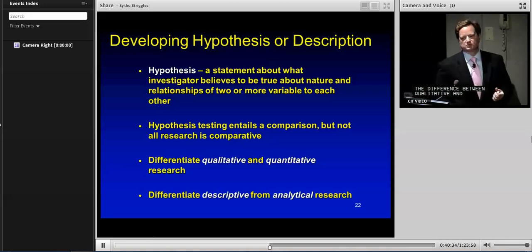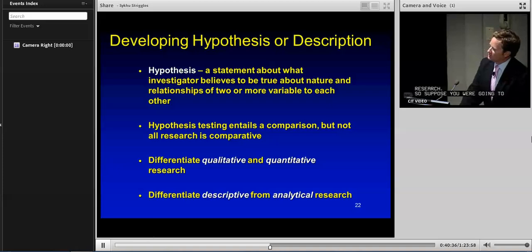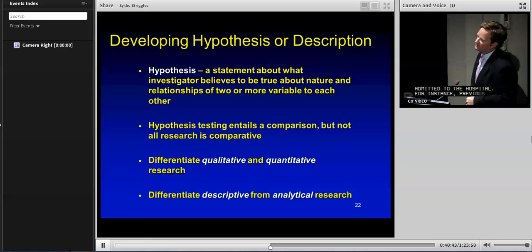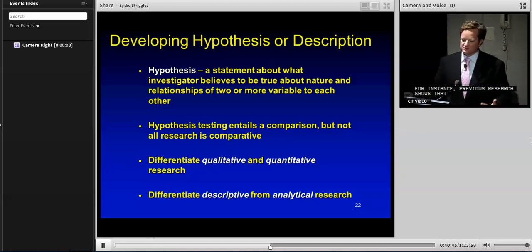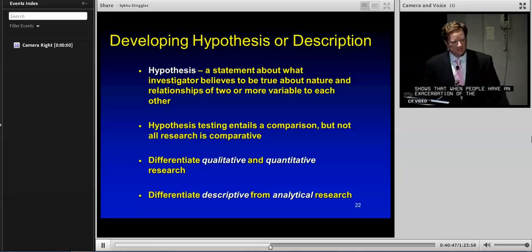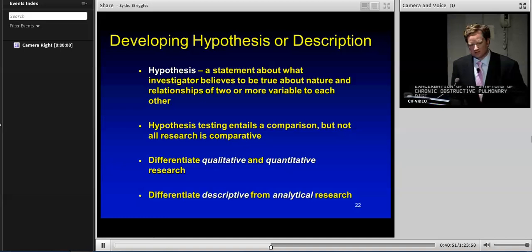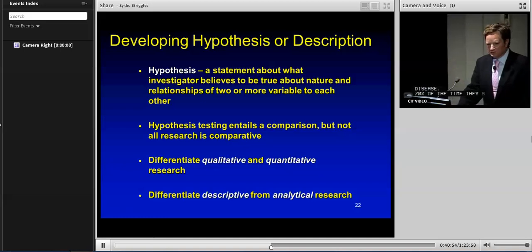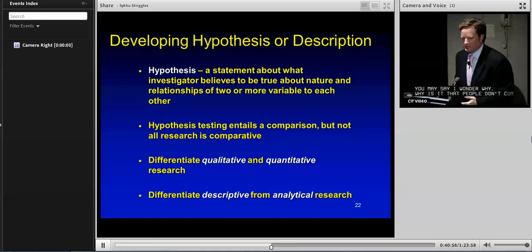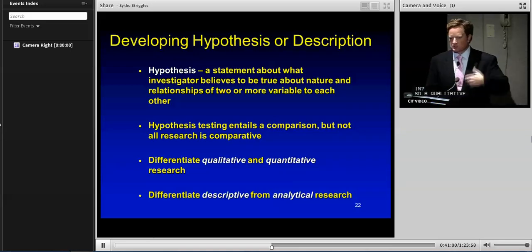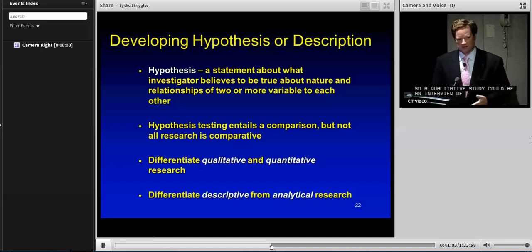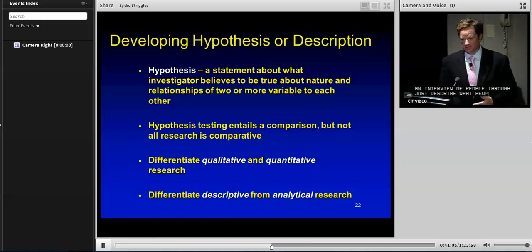So suppose you were going to do a survey that you wanted to look at people's attitudes about being admitted to the hospital. For instance, previous research shows that when people have an exacerbation of the symptoms of their chronic obstructive pulmonary disease, about 70% of the time they stay home. They don't come in to see the doctor. And you may say, I wonder why that is. Why is it that people don't come in? So a qualitative study could be an interview of people to just describe what people tell you about their attitudes about coming into the hospital when they get sick.